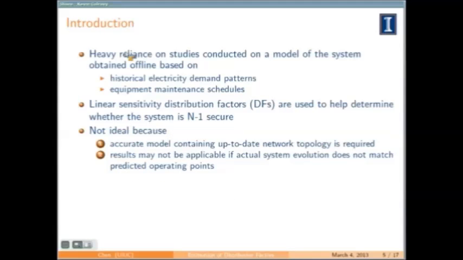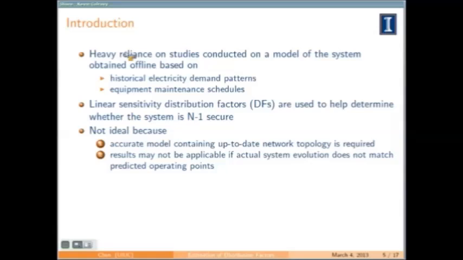Currently, power system studies are heavily reliant on studies that are conducted on a model of the system, which is obtained offline, usually based on the network topology, historical demand patterns in electricity usage, and also equipment maintenance schedules that are known ahead of time as well. These studies usually result in a power flow solution as well as distribution factors, linear sensitivity distribution factors, which are used in real time along with online SCADA measurements, which together help to determine whether the system is N-1 secure.